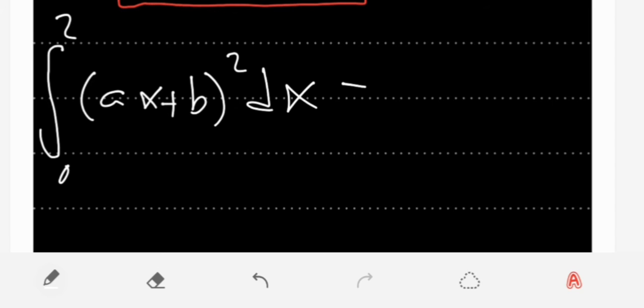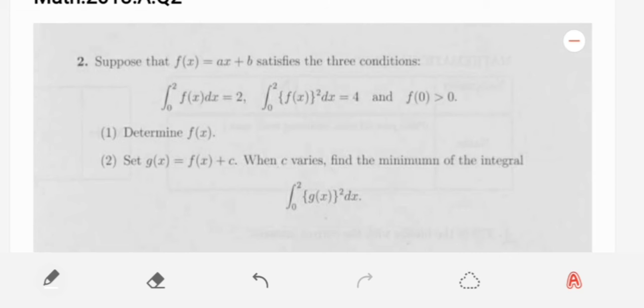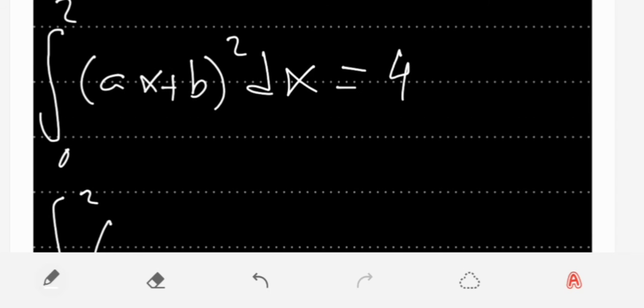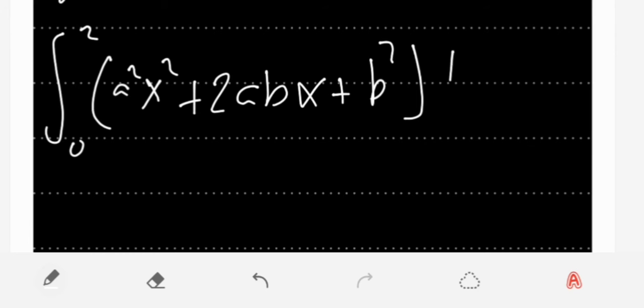Well, the integral from 0 to 2 of f of x squared, right? f of x is ax plus b, squared, dx is equal to 4. This is the second condition, the middle one. So let's solve this. From 0 to 2, ax plus b squared will be a squared x squared plus 2abx plus b squared, dx is equal to 4.